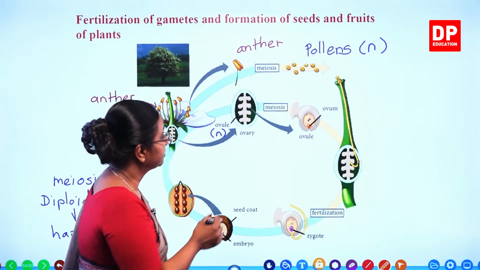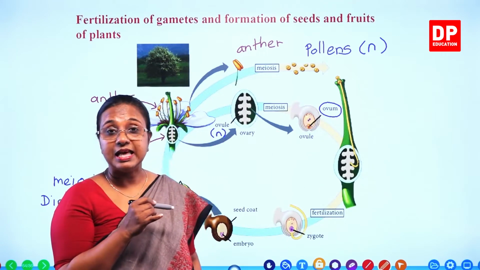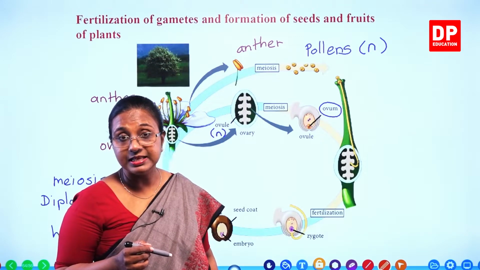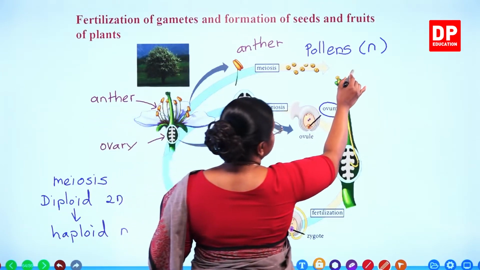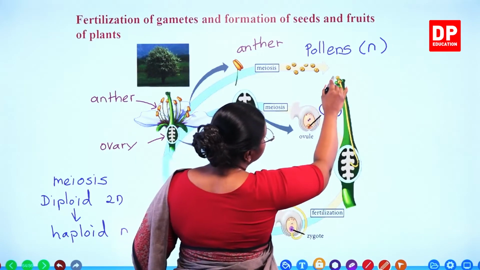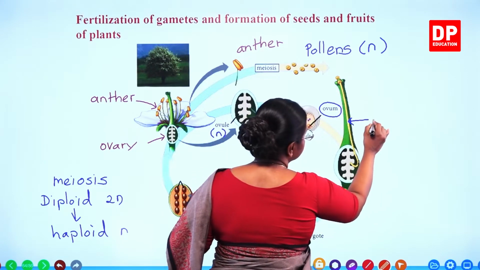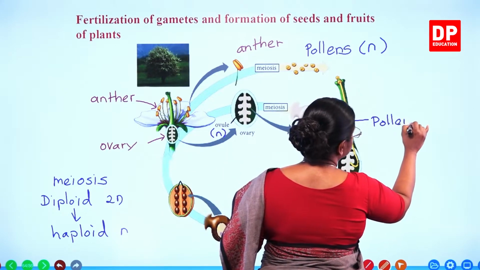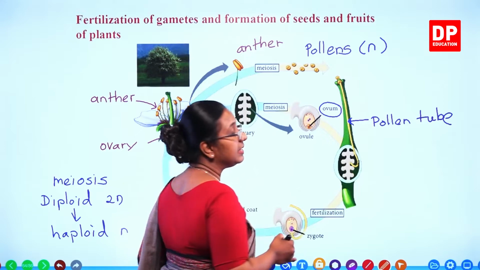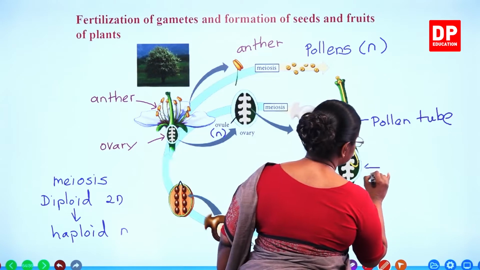So once that happens, now you can see the ovum. The ovum is the female gamete cell that is going to fuse with the male gamete cell present inside the pollen. So here you can see at the top of the stigma, the pollen grain has been deposited, and due to chemotropic movement, you can see the growth of the pollen tube. Through the pollen tube, the gamete cell will be transferred into the ovary. So here again, this is the ovary.